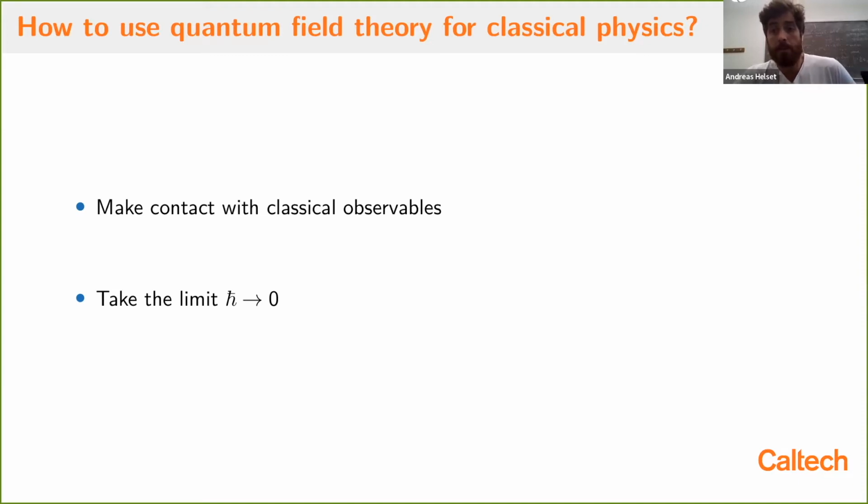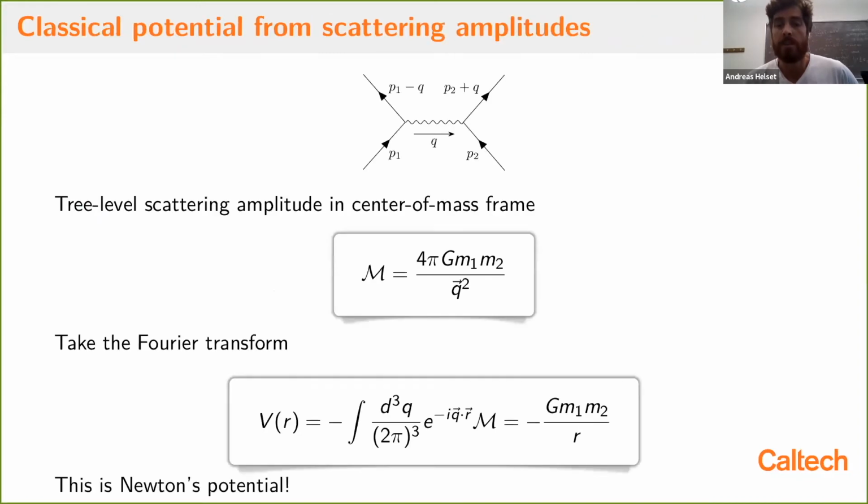So it's just a question of how to take that limit in practice. To do this, we will apply a two-step procedure. First, we want to make contact with things we care about in classical physics from the things we calculate in quantum field theory. And then you might want to take a classical limit, maybe the h bar goes to 0 limit, to only keep the terms you care about classically.